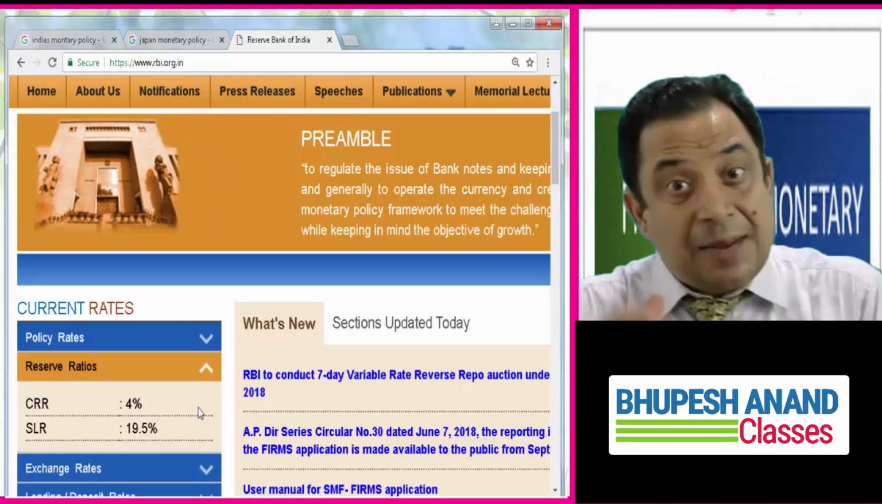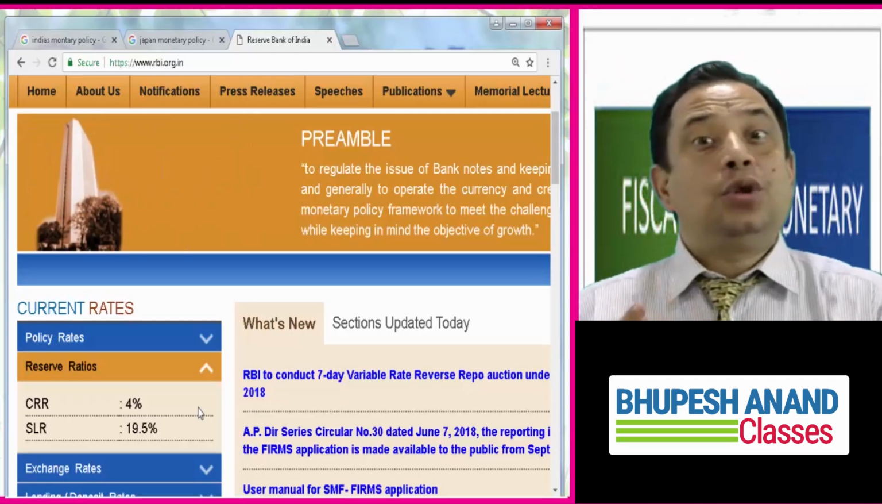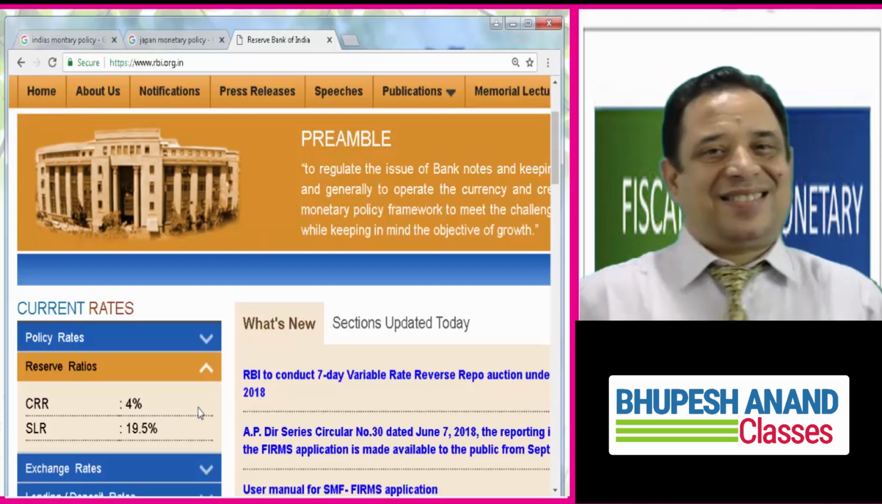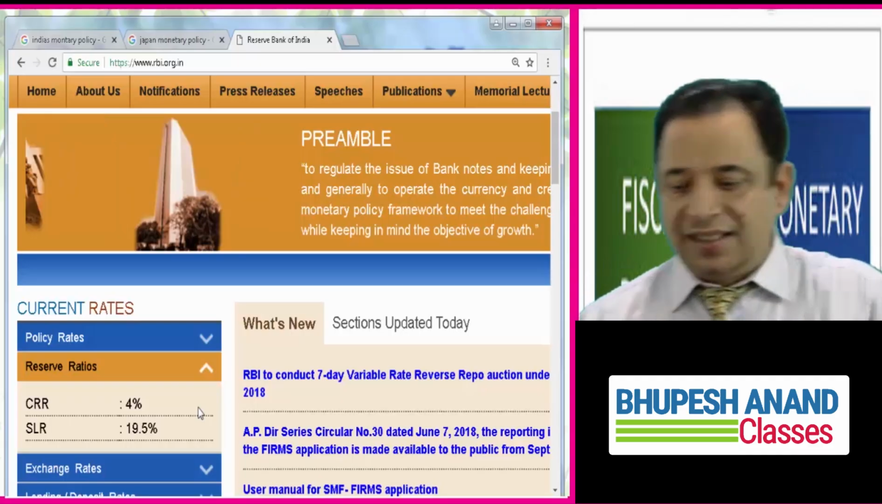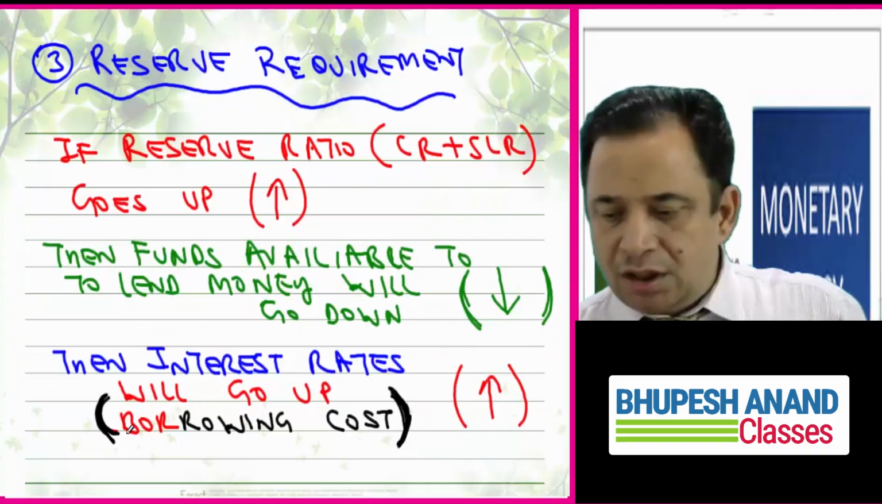So I will say this type of policy is named a tight monetary policy. We have three tools for implementing that monetary policy. The first tool is named policy rates. The second is reserve ratio, and the third is open market operation. Before coming to that, just write down the reserve requirement.